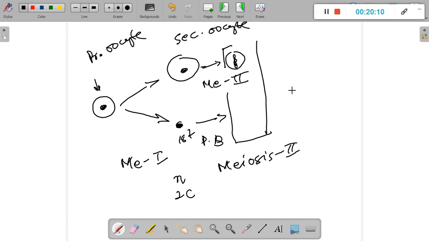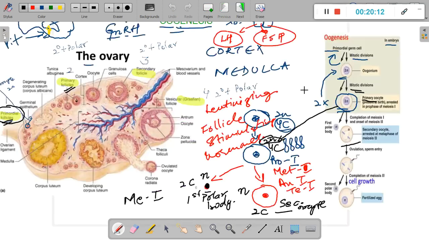So again, they are once again frozen. And where are these cells? Let's look at this. Completion of meiosis 1 and onset of meiosis 2. So when meiosis 2 starts, the secondary oocyte, which was formed here, starts to undergo meiosis 2, but then it is arrested at metaphase of meiosis 2. So it cannot proceed any further than that, and the same is the fate of the polar body.